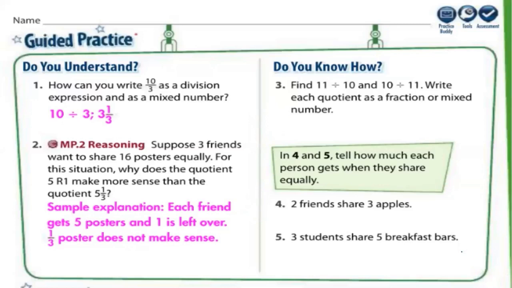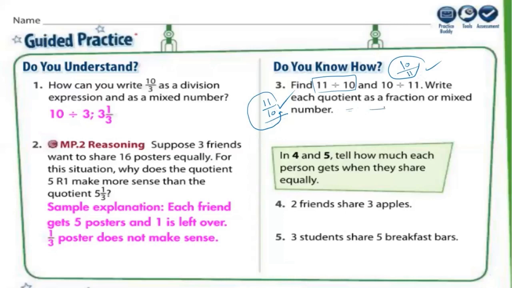We are on the same page, guided practice. Point number 3. Find 11 over 10 and 10 divided by 11 and write each quotient as a fraction or a mixed number. Okay, the first one, 11 over 10, is an improper fraction. It will cost you some work. But here is 10 over 11. It's a proper fraction. It is this easy to write. 10 over 11, proper fraction. But this one will cost you more work because this one is an improper fraction. It needs to be a mixed number.